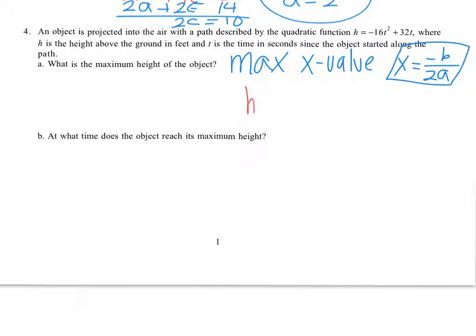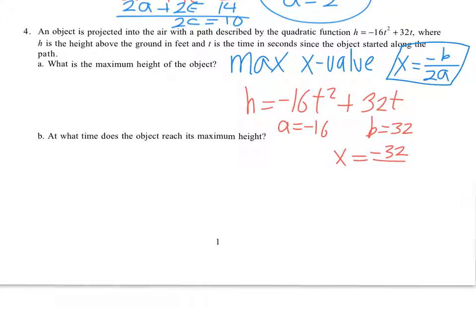So if h is equal to negative 16t squared plus 32t, my a value is negative 16, my b value is 32. My maximum is definitely going to occur, and I guess this should be a t instead of an x, but that's okay, at negative 32 over 2 times negative 16. It should occur at a time of 1 second. Okay, this is the maximum time.